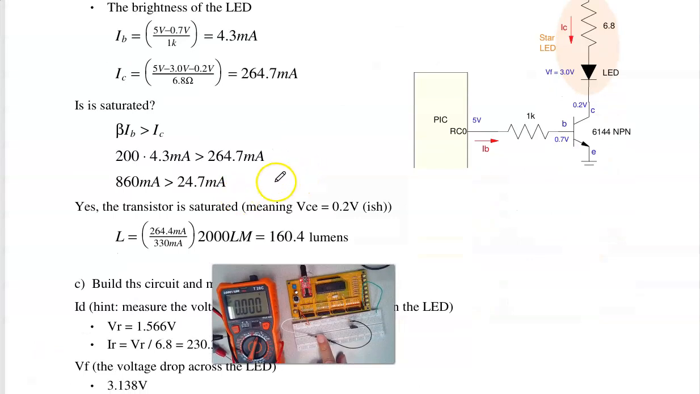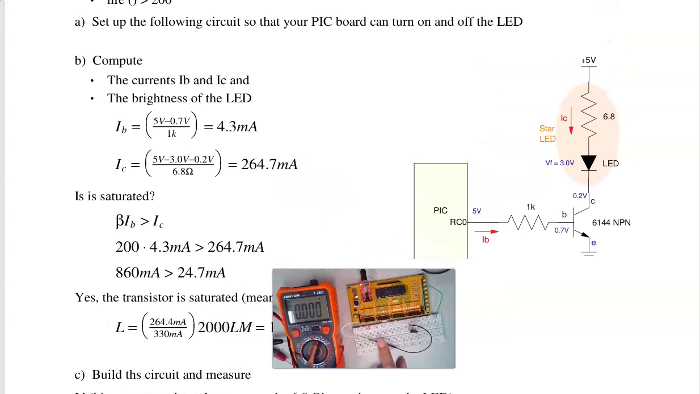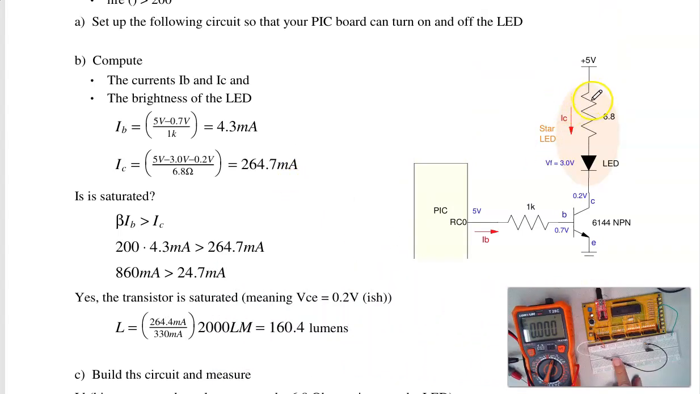And what I get is, for calculations, the base current is 5 minus 0.7 over 1K. This is a diode. Voltage drop across the silicon diode is 0.7, 4.3 milliamps. The collector current is 5 minus the 3 volts across the diode, minus 2 volts across the switch, ballpark, gives me 264 milliamps.